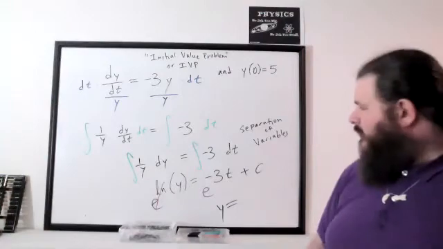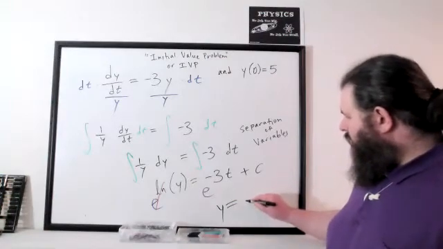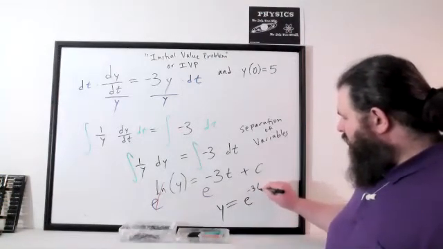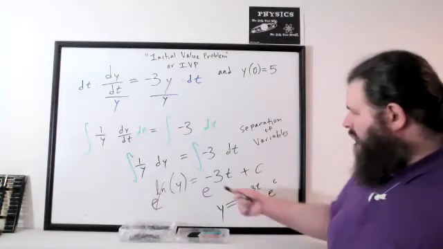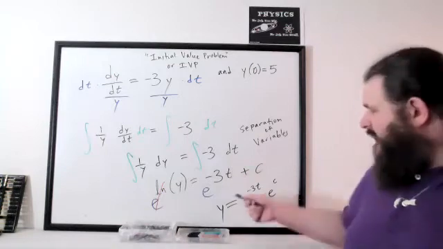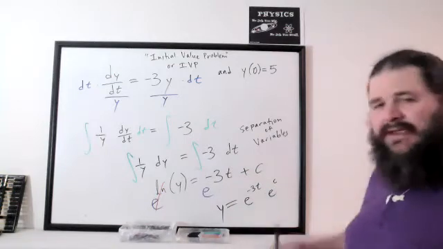Multiply it, like the c times e to the minus 3. Right, we can split that up as multiplication. Addition inside the exponent becomes multiplication outside the exponent. E to the negative 3t plus c becomes e to the negative 3t times e to the c.